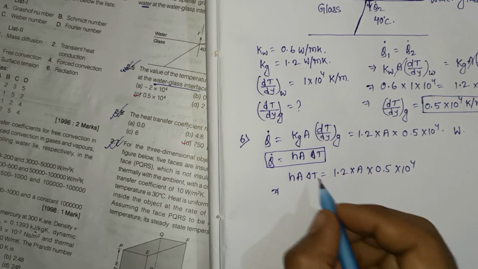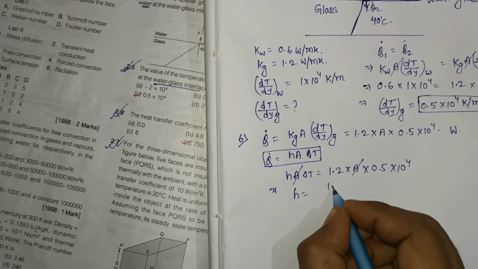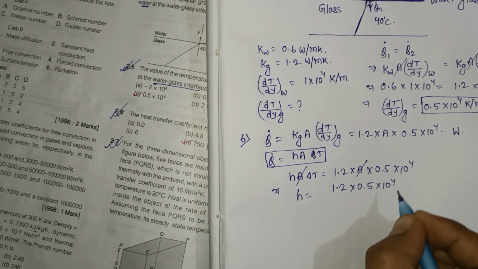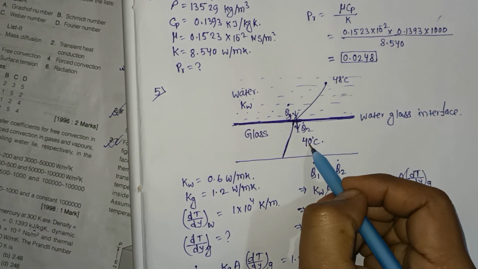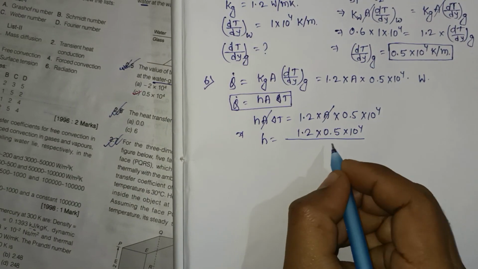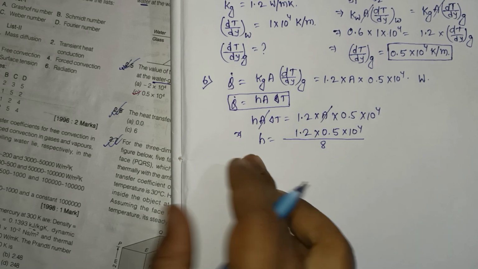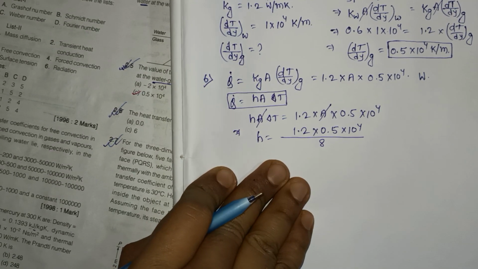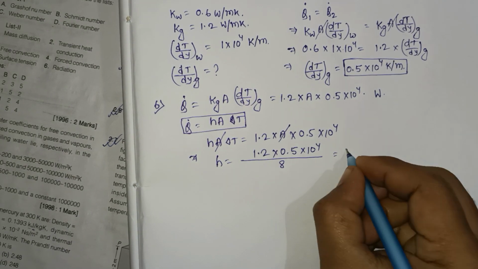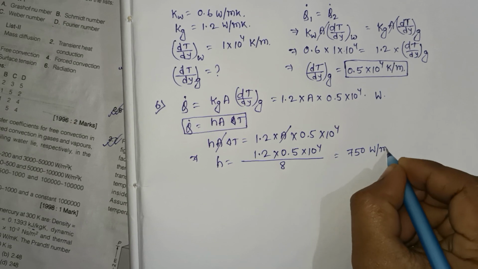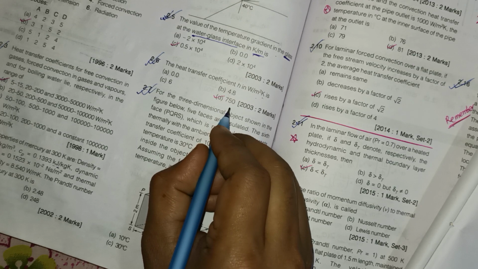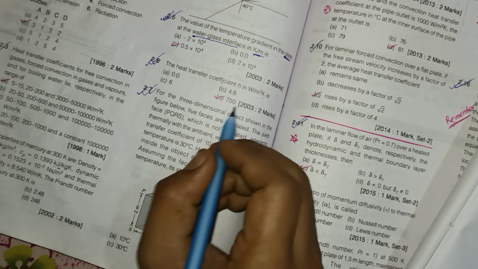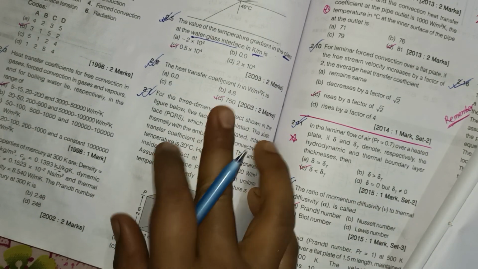What is the value of H? You have to find out this value of H. A cancels out, and H is equal to 1.2 into 0.5 into 10 to the power 4 divided by delta T. What is delta T? The temperature difference between 48 and 40 is 8. So if you calculate that value, it will be 750 watt per meter square Kelvin. So the answer is 750 watt per meter square Kelvin. Option D is correct.